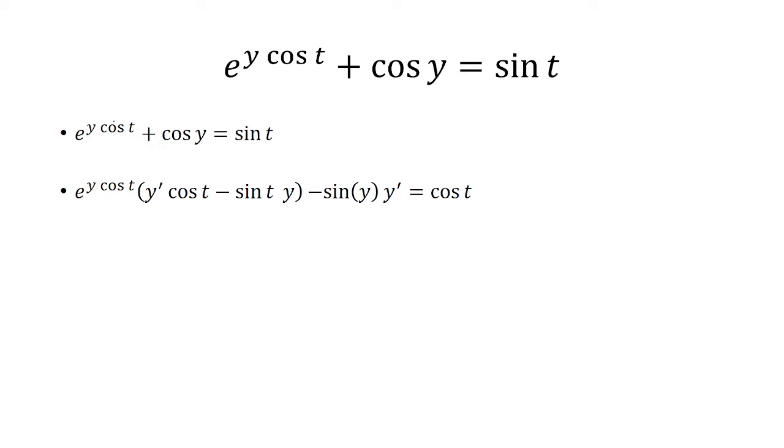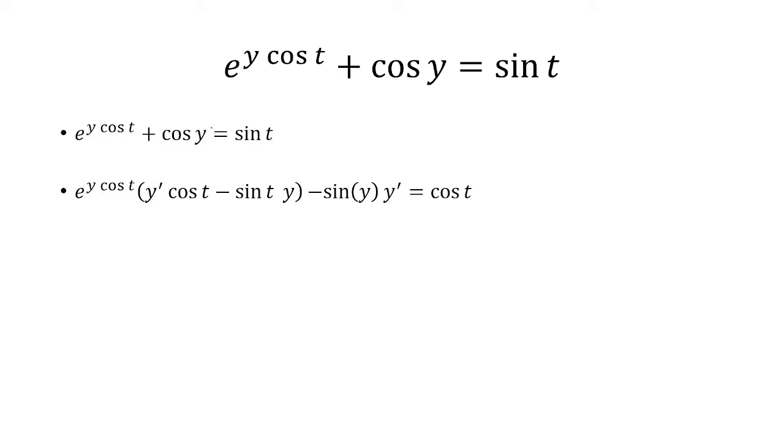So first leave the whole expression by itself and then multiply by the derivative of the exponent. For the derivative of the exponent, you need to use a product rule. So take the derivative of y with respect to t and get y prime. Multiply that by cosine of t. Now the derivative of cosine of t is negative sine t, and then times y for y here.